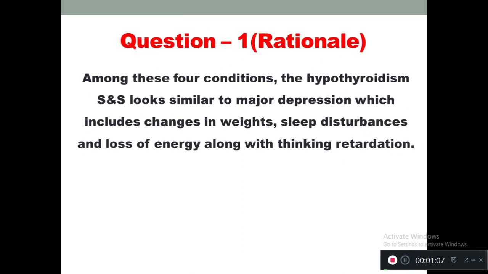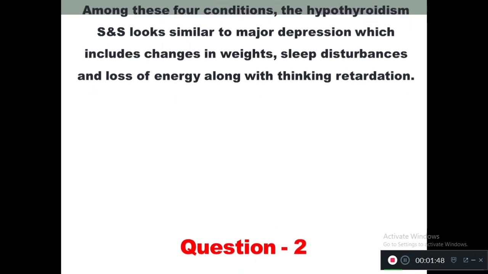The rationale: among these four conditions, the hypothyroidism signs and symptoms look similar to major depression, which includes changes in weight, sleep disturbances, and loss of energy along with thinking retardation. We know very well that in a major depressive episode, the patient has weight loss, lack of sleep, and loss of energy. As a result, these symptoms look similar to hypothyroidism. Also, thinking retardation will be present in both conditions. Let's see the second question.